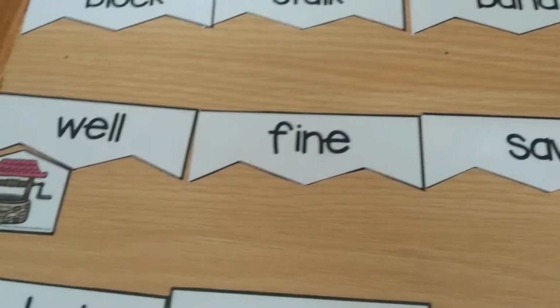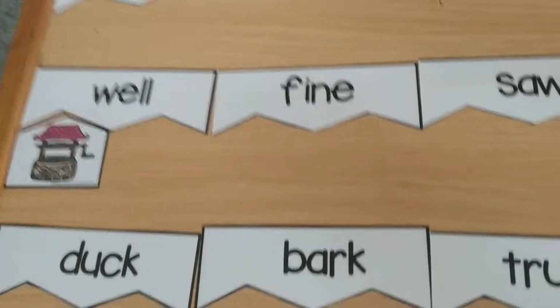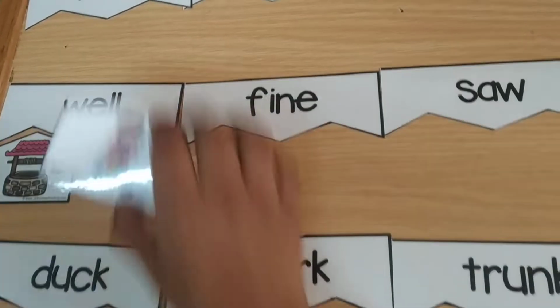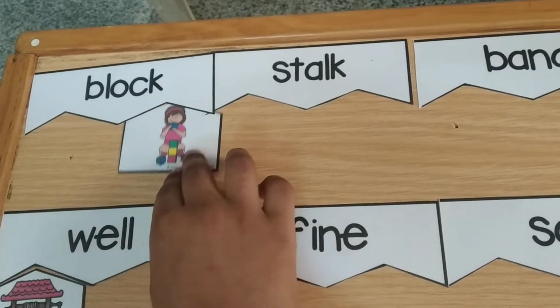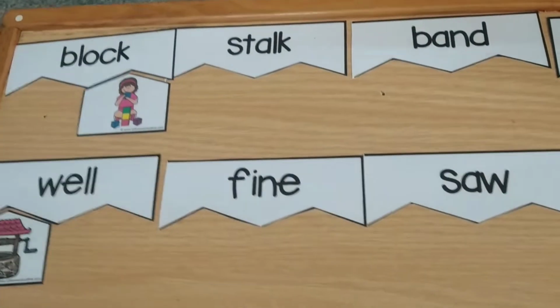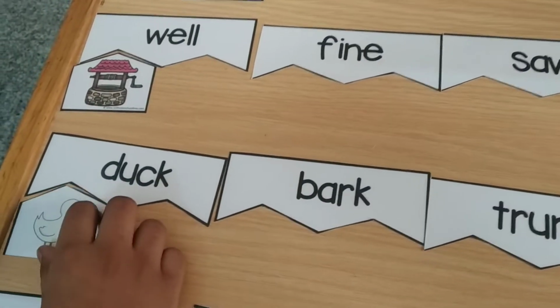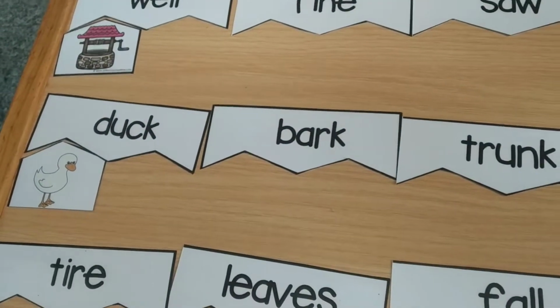Well. What is well? Tani. From where you fetch the water. Tani, correct. Block. What's block? Toy. That's a play toy. Yes. Don't keep pushing this one. What's next? Duck is a? Bird. All right.